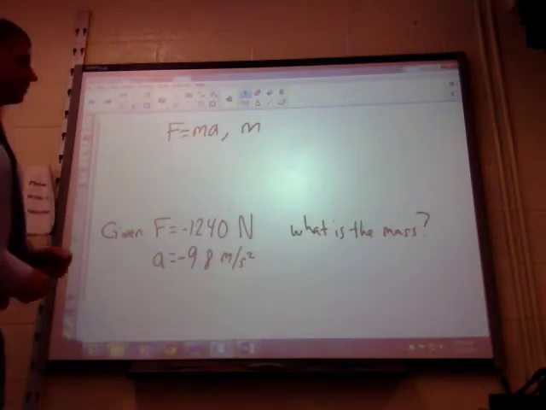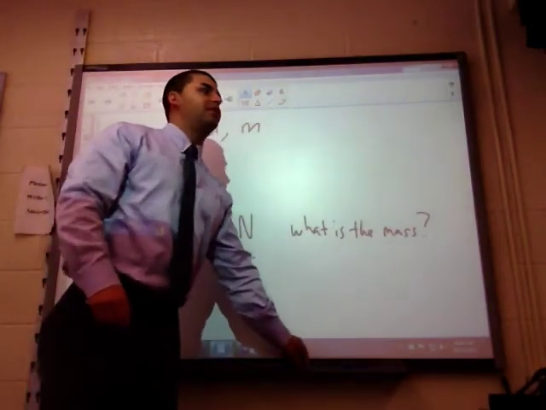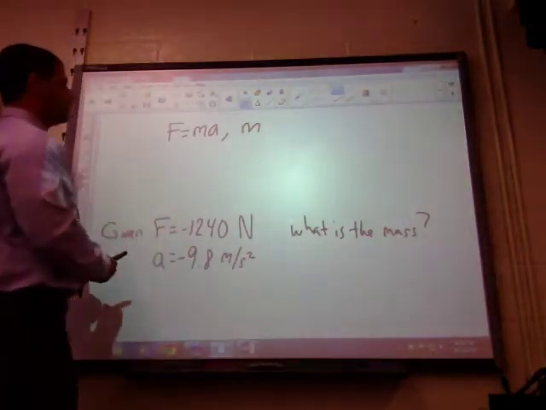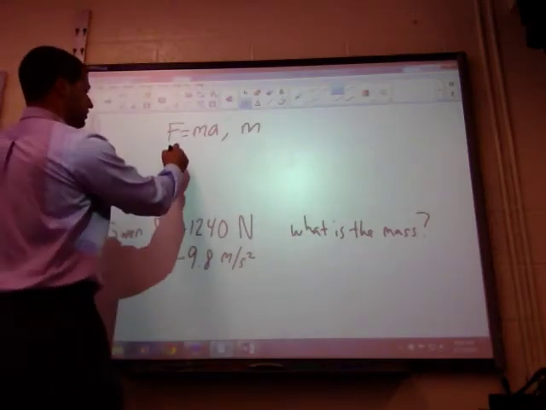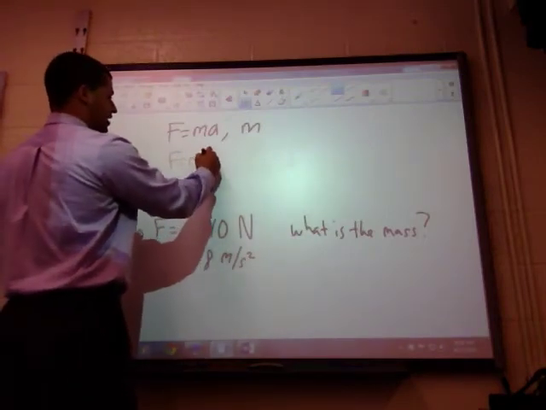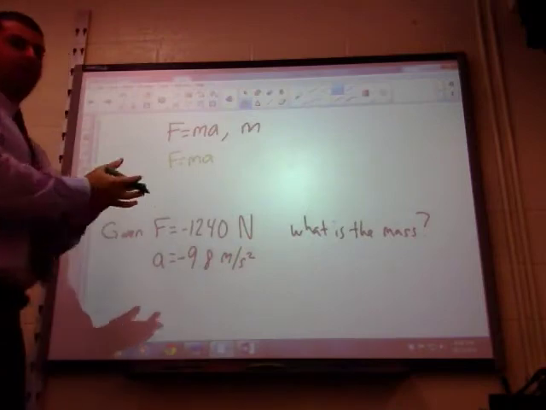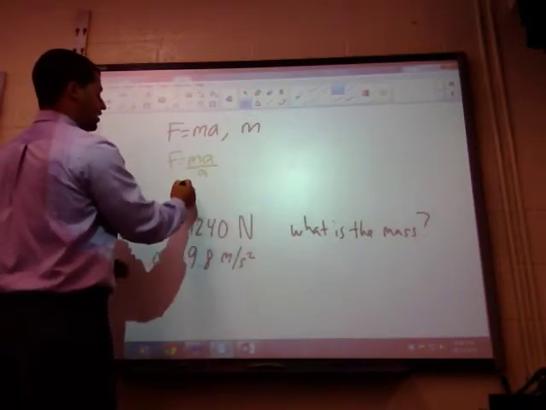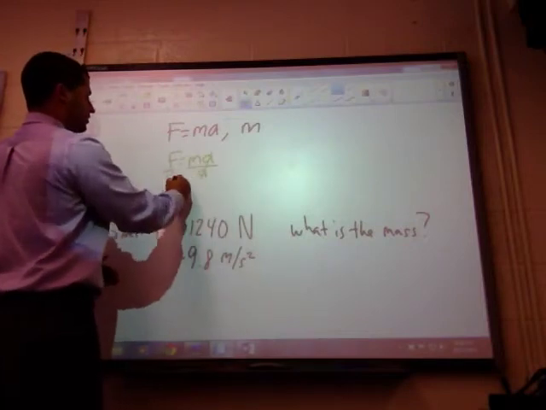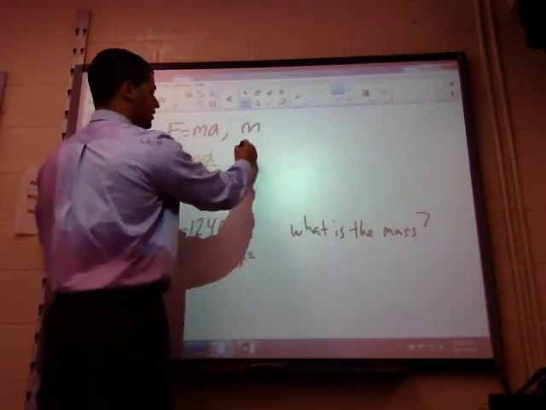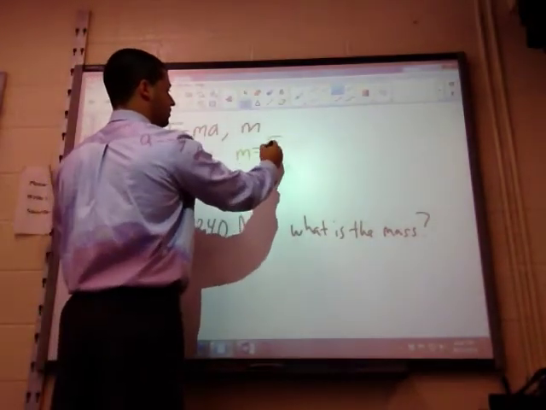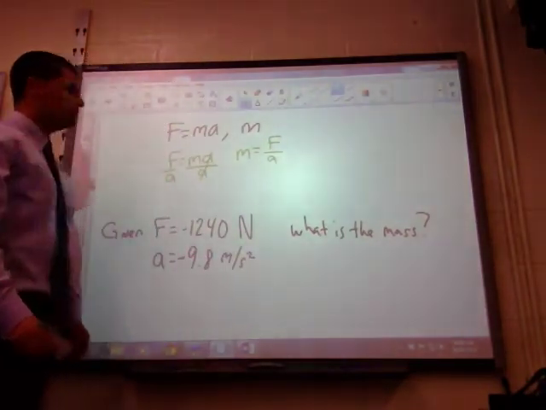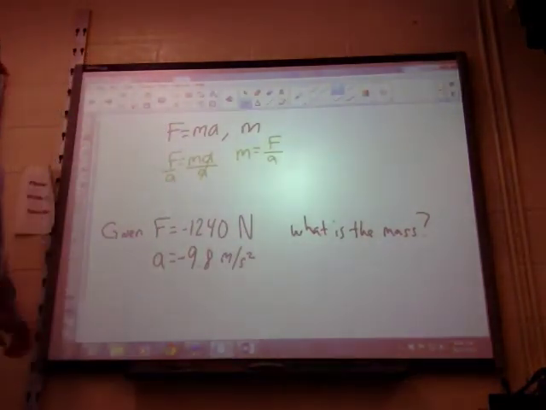F equals ma. Force equals mass times acceleration. And we're going to solve for m. So let's just try this the traditional method. So F equals ma, and we want to get m alone. The only thing that's happening to m is that it's multiplying by a. If we divide by a on both sides, using our inverse operations, we get m equals f over a. Right? That's it. Nothing big happened there.